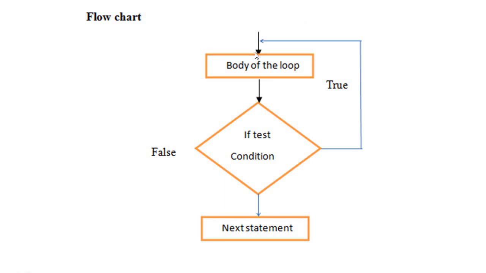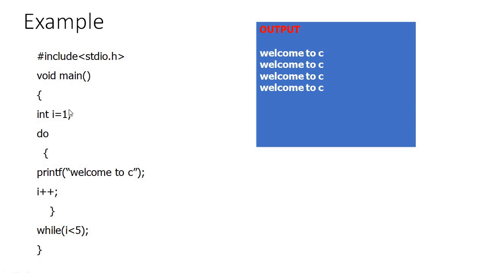So the flow chart is, obviously we will execute the statements once, the body of the loop will be executed once, then we will check for the condition. If the condition is true, again we will execute the body of the code, or else we will move on to the next statement. So now, how to write the same program using do while loop.